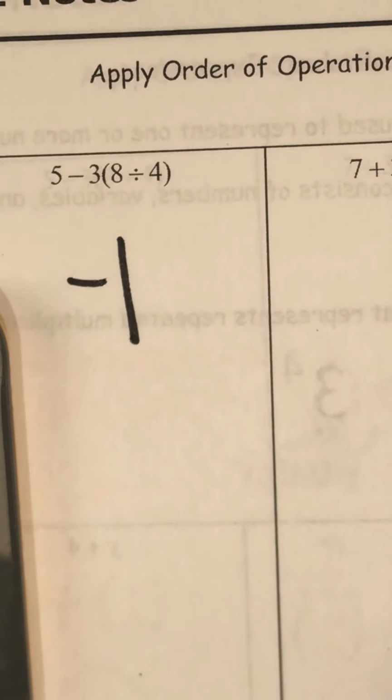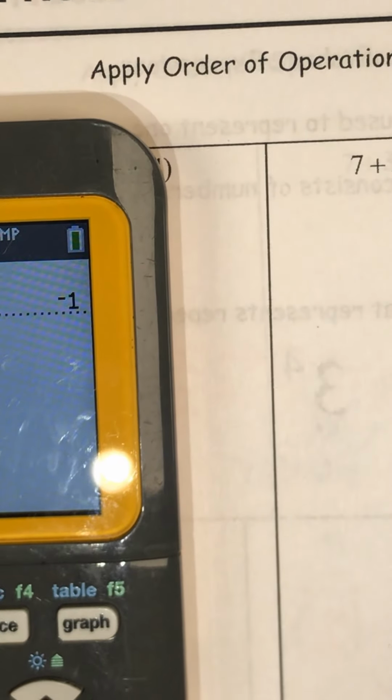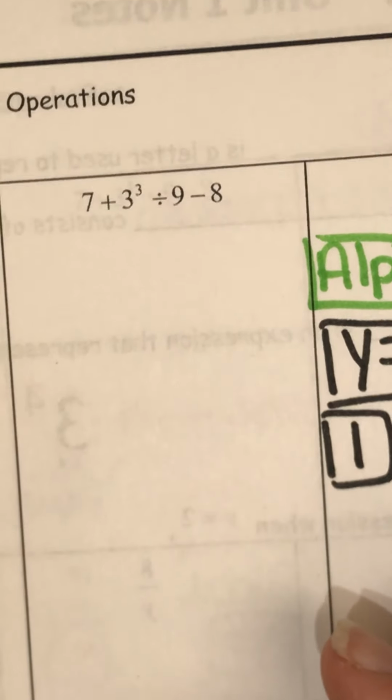So on this part, again, you do not have to show work. I'm not worried about that because you were tested over that last year.